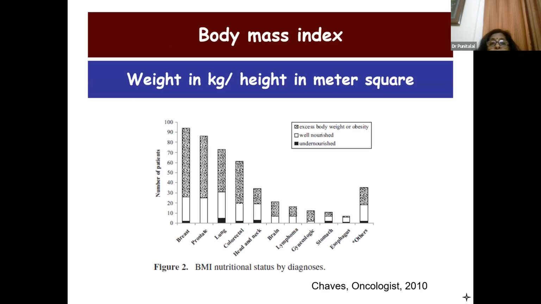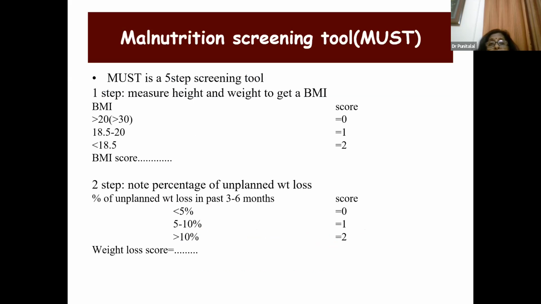So we need to calculate the body mass index in each one of them to look at the nutritional status, to look at the dose of, say, chemotherapy agent. So we really need these parameters at different junctures.